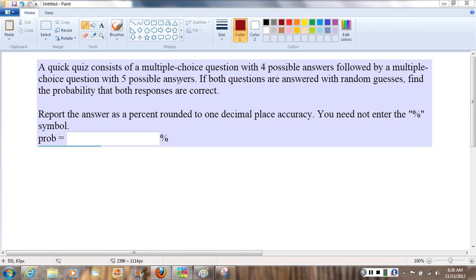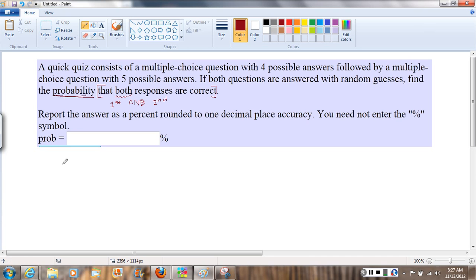So if this was your whole quiz with 2 questions on it, what would be the probability you'd get a perfect score if you just randomly guess at the answers? So let's break this up into a couple of events here. We're looking for the probability that both responses are correct. So we see that word both, that's indicating an and probability. It means the first response and the second one. So we get the first correct and the second correct.